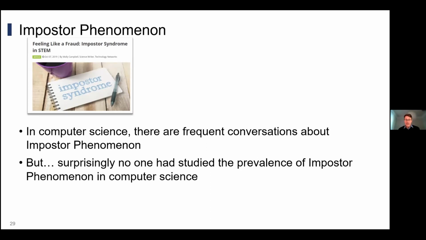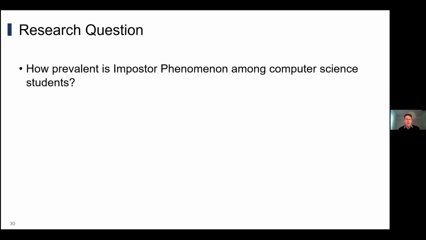And we looked outside CS and we found that there's a wealth of literature where people have studied imposter phenomenon outside of computer science. And so this led to a really clear research question. How prevalent is imposter phenomenon among our students? And with the extra caveat here, does it vary by demographic group?